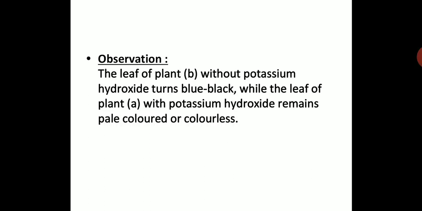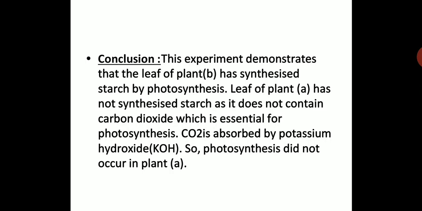So here you can see the conclusion. The experiment demonstrates that the leaf of plant B has synthesized starch by photosynthesis. The leaf of plant A has not synthesized starch as it does not contain carbon dioxide, which is essential for photosynthesis. Carbon dioxide is absorbed by potassium hydroxide.